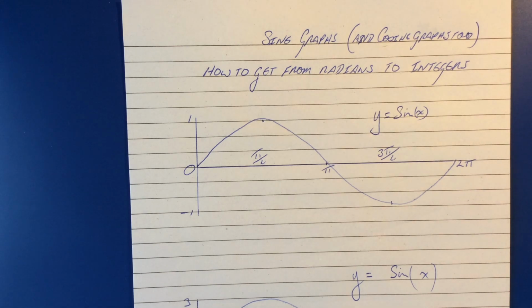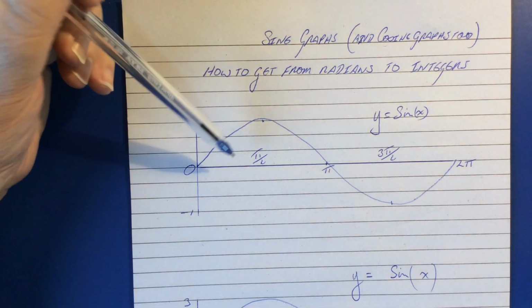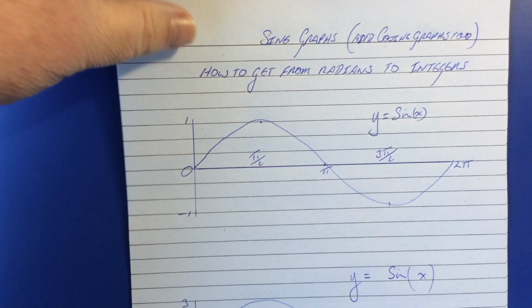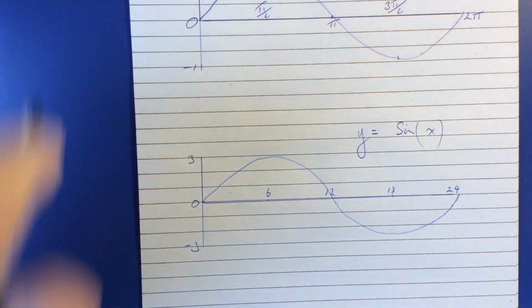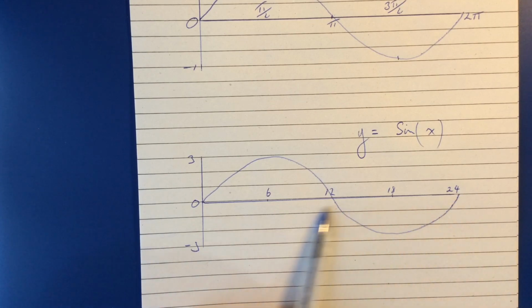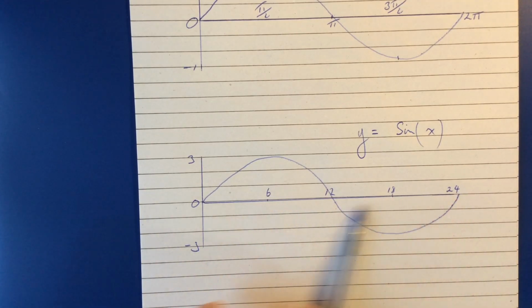Hi, I'm an old guy and I do maths, and today we're looking using a sine graph example, but this also works for cosine graphs. We're looking at how to get from measurements in radians across the x-axis to something like this, where we have integers. We have ordinary numbers across the x-axis.